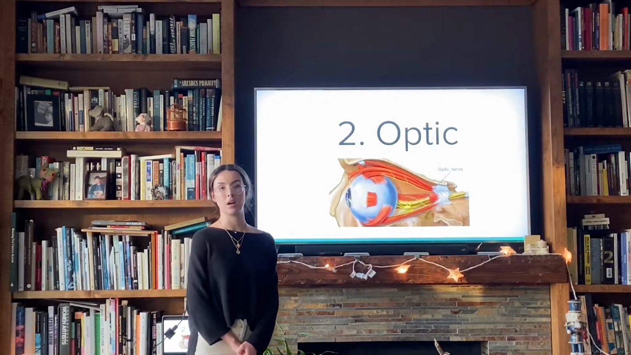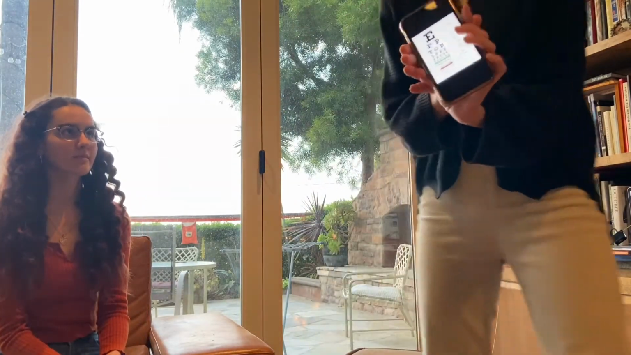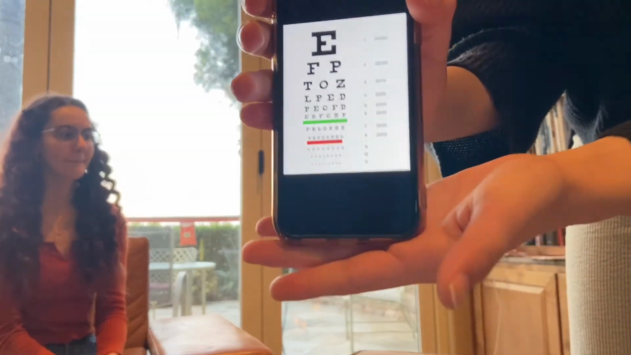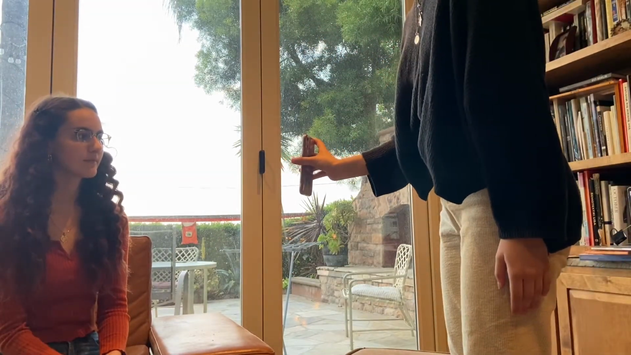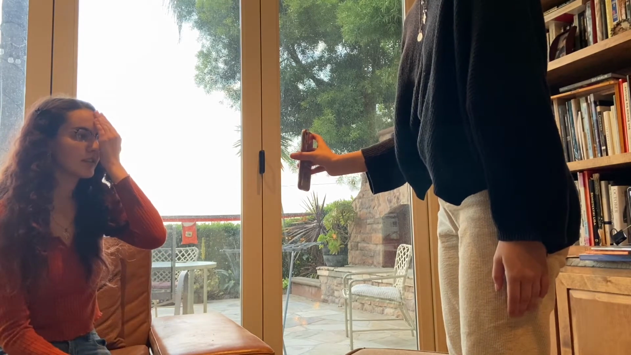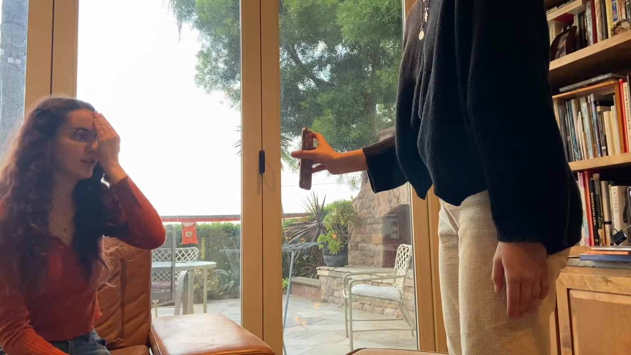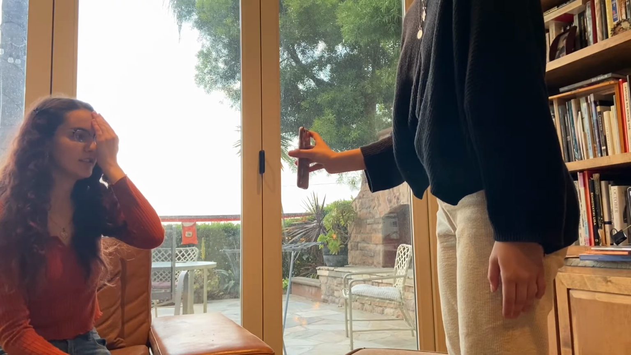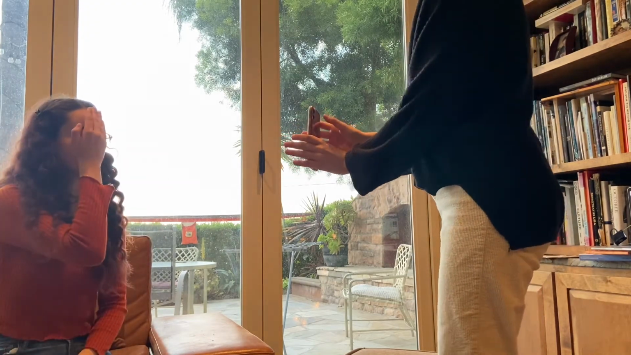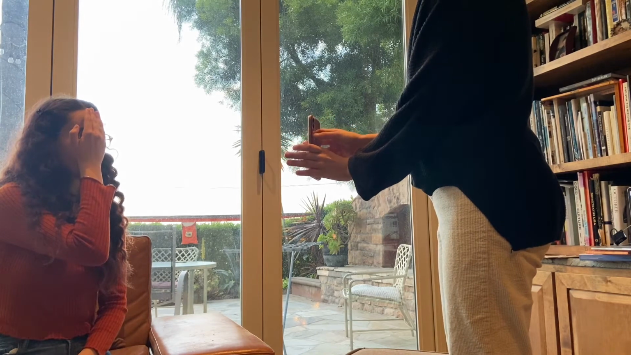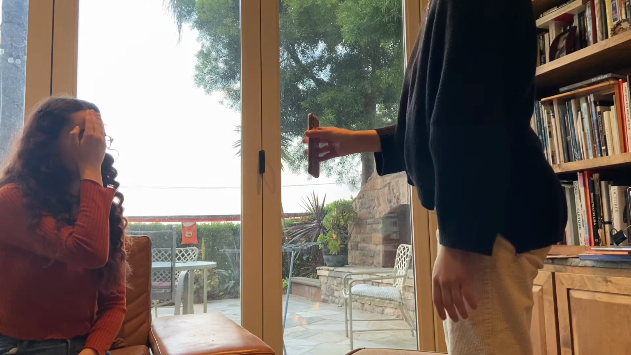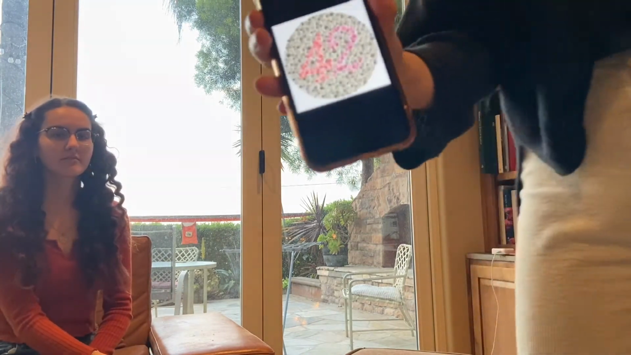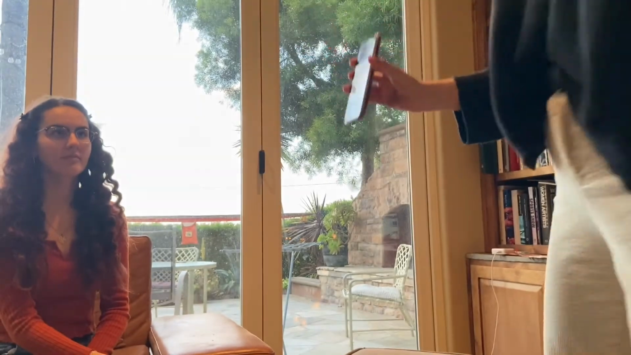We will then test the optic nerve. I will now test the patient's visual acuity using a handheld visual acuity chart. Can you cover one eye and read the letters, please? L-E-F-O-D-F-C-T. Can you cover the other eye, please, and read? D-E-F-P-O-T-E-C. Now we will test color acuity. What number do you see?